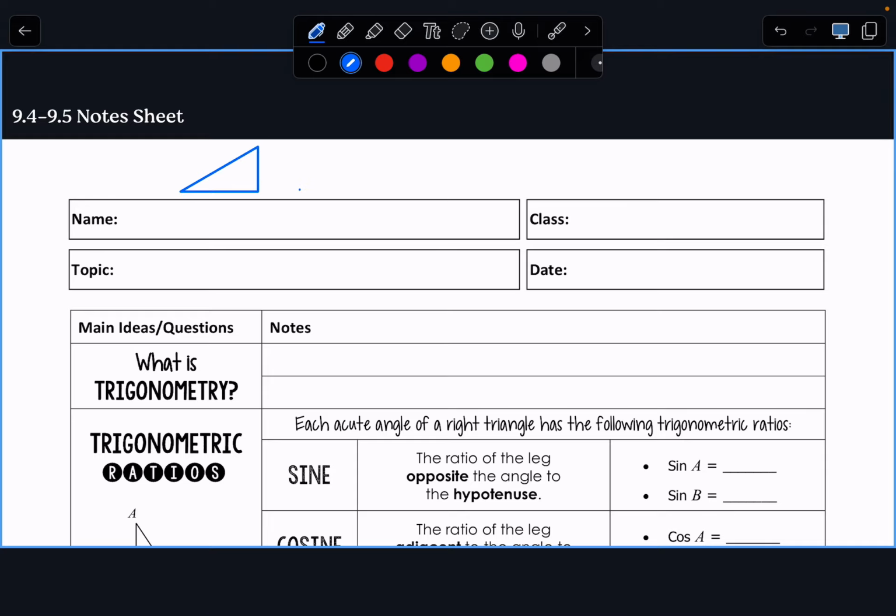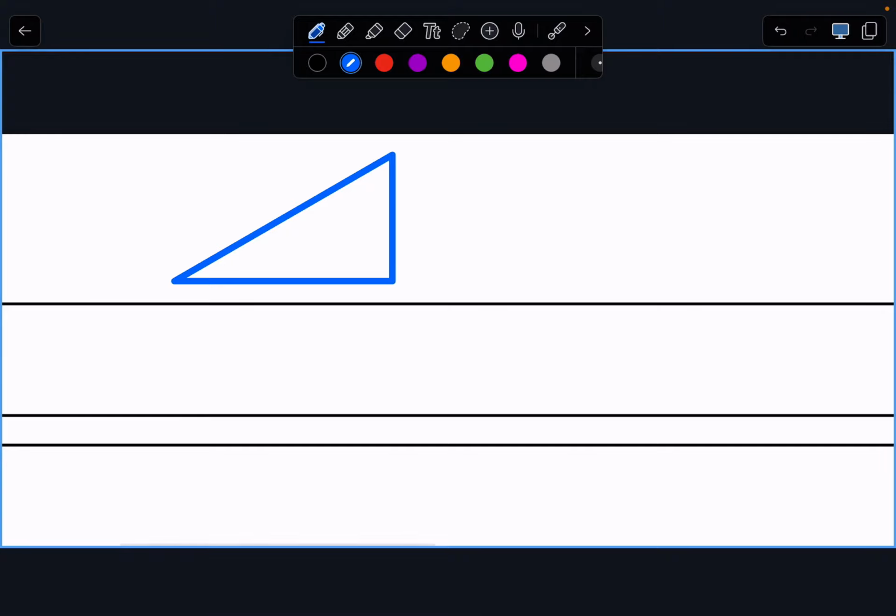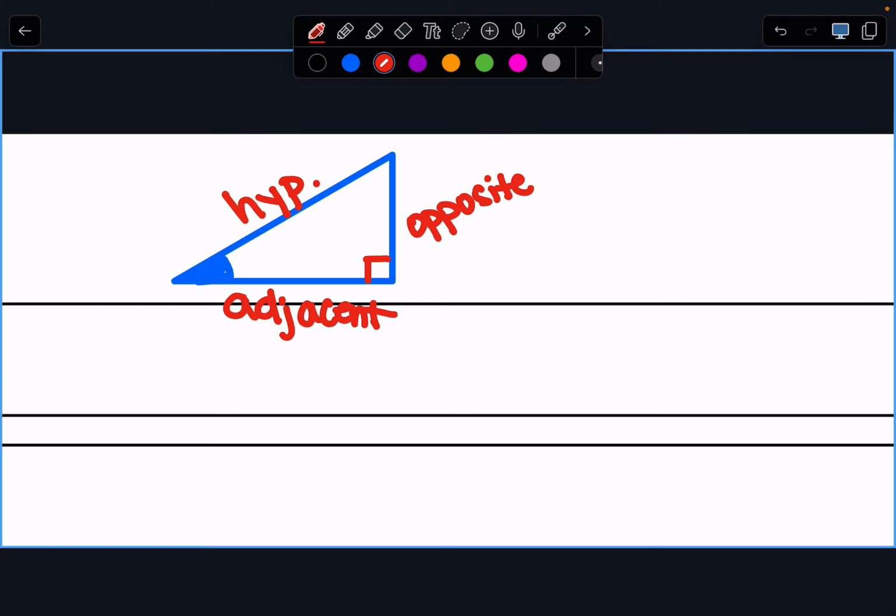Where's adjacent? Okay. If this is my angle, are we in agreement that this is the hypotenuse? Yes. Okay. Which side is adjacent to my angle? The one over here or down here? Adjacent is touching the angle, and opposite is not.